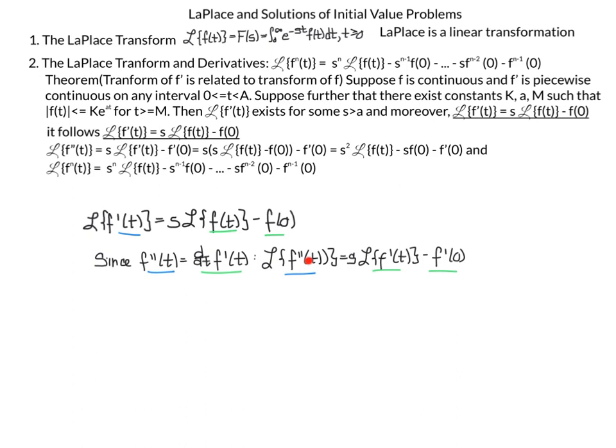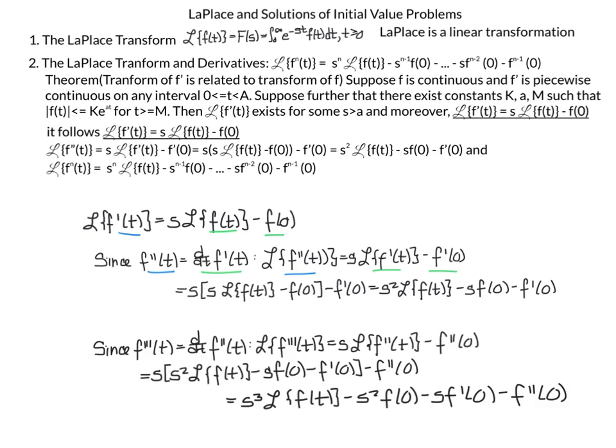So here I have f double prime of t is equal to s times, in this case we'll be looking at what f of t is a derivative of, which is f prime of t, minus f prime of 0. And now substituting for f prime of t with what we have in the previous line, we get s times L of f prime of t, which is s L of f of t minus f naught, minus f prime of 0. So multiplying everything out, I get s squared L of f of t minus s f naught minus f prime of 0, which I have written as the formula over here.